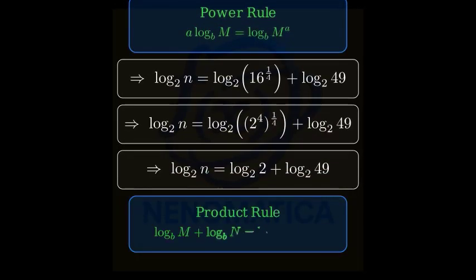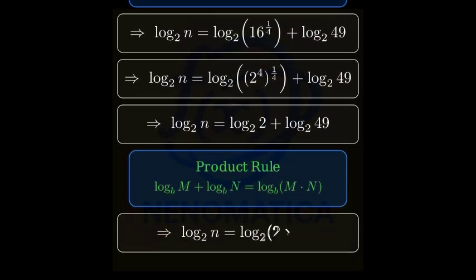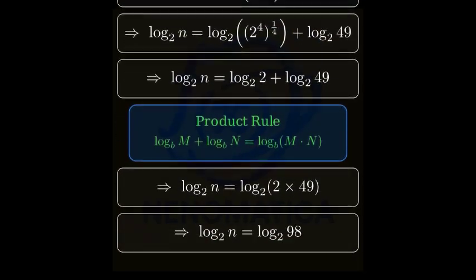Step 4. Use the product rule to combine the two logs. Step 5. Multiply 2 and 49 to obtain 98.